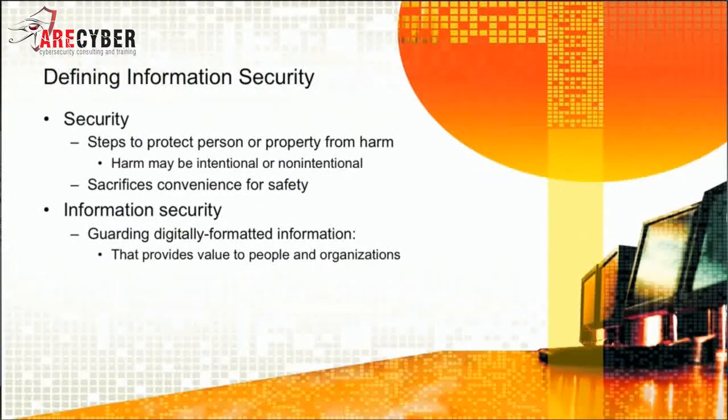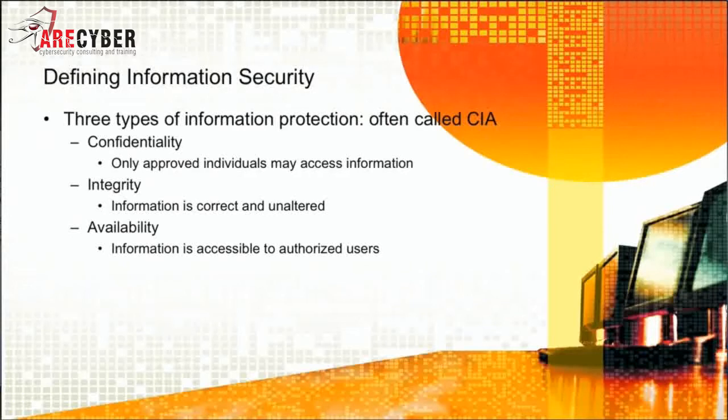So it's not as easy as just simply defining information security because it comes in parts. First, security. It's the steps to protect a person or property from harm, sacrificing convenience for safety. Information security is guarding digitally formatted information. The three basic tenets, or the triad as you'll hear it referred to, are confidentiality, integrity, and availability. These are the cornerstones of everything that we do in information security.